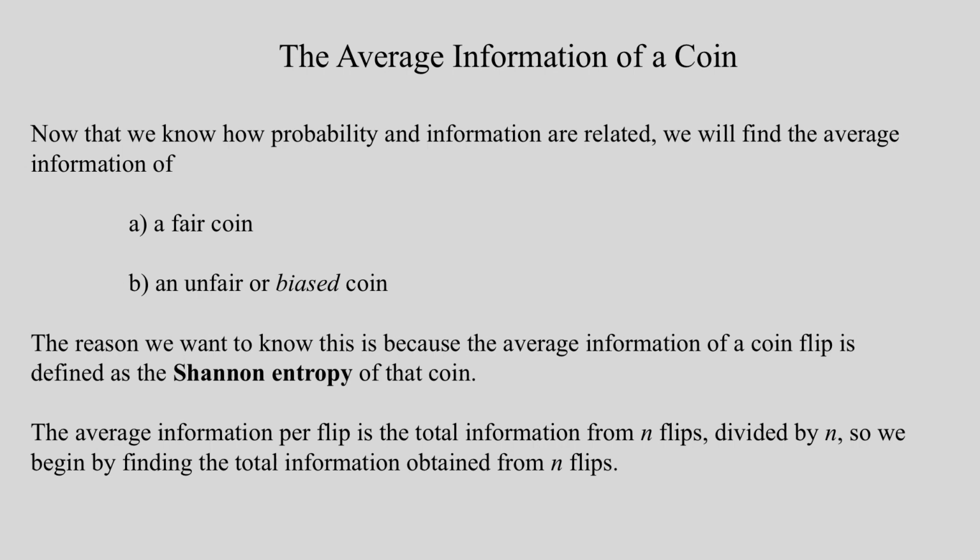Now that we know how probability and information are related, we will find the average information of a fair coin and an unfair or biased coin. The reason we want to know this is because the average information of a coin flip is defined as the Shannon entropy of that coin. The average information per flip is the total information from n flips divided by n, so we begin by finding the total information obtained from n flips.